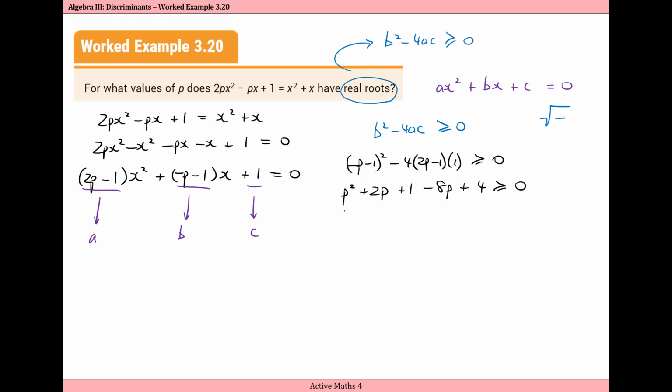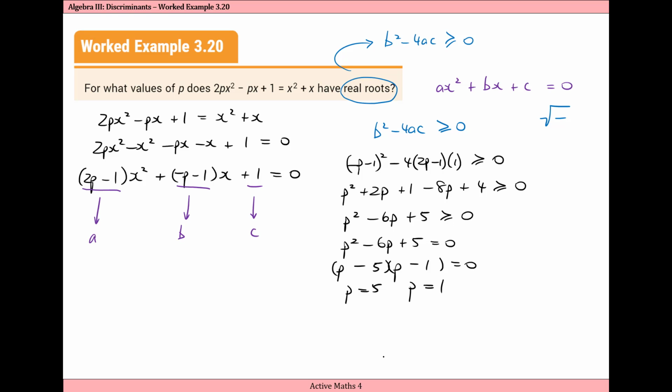So I can see I'm going to get a quadratic inequality here, so I have p squared plus 2p minus 8p is minus 6p, plus 1 plus 4 is plus 5, and then this is greater than or equal to 0. And so how do we finish a quadratic inequality? Well, we first find the critical values by solving the quadratic equation p squared minus 6p plus 5 equal to 0. I'm going to factorize this quadratic equation to give me p and p, 5 and 1, and we have a minus and a minus. So p is equal to 5 and p is equal to 1. So these are our critical values. They are the roots of that quadratic equation.